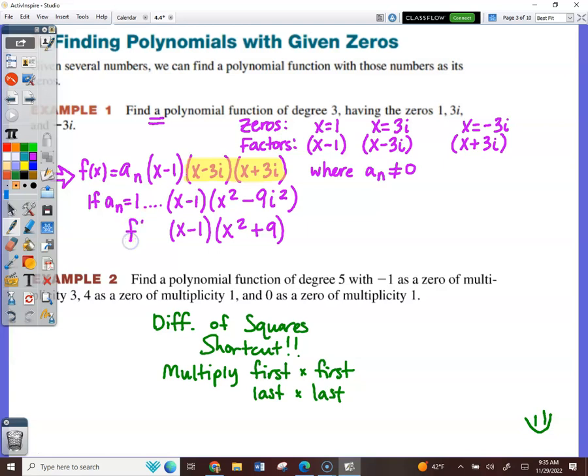So this function f of x equals this. If it said multiplied out, you would do first, outer, inner, last to get your full polynomial. If it said just leave it in factor form, you would be done. Here's what it looks like multiplied out if you needed it. So this is the factored answer, this is the standard form answer, and you got that by just multiplying.